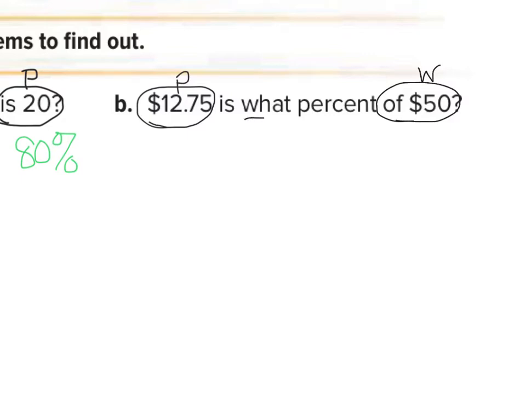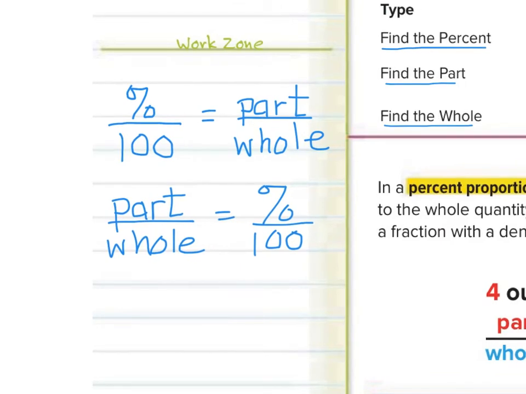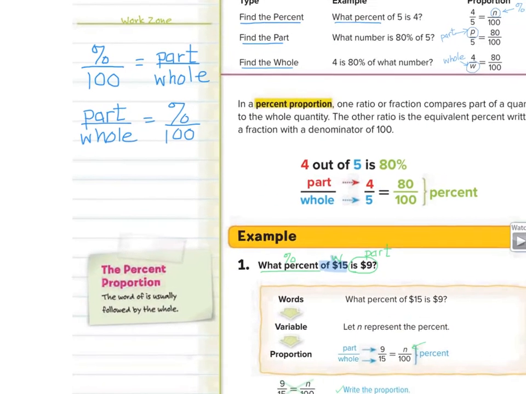And then it's clear here that we're going to be looking for the percent again. So the percent is going to be our variable. And remember what I said about the models that we talked about earlier. You can put your percent over 100 first or your part over the whole first.